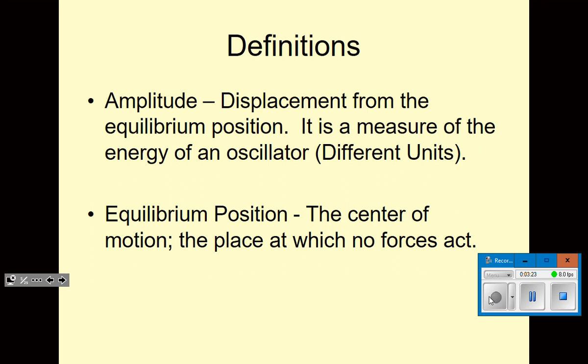Equilibrium position again is that center of motion position, and it's the place at which no forces really act on restoring it, because that would be where it's supposed to be. So if it's at rest, that's where it is. Like for a spring system, before you stretch it, wherever it's sitting, that's its equilibrium position. And when you stretch it, it comes back to that equilibrium position.